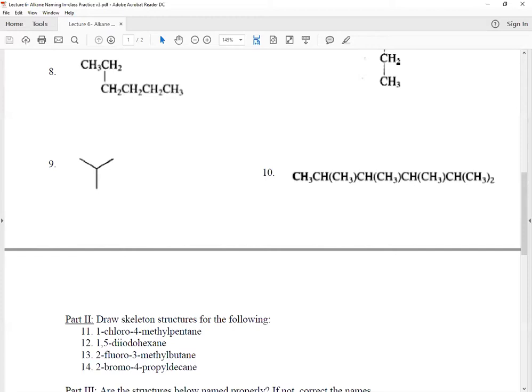It's just unnecessary. So can there ever be a methane with a substituent? Yeah, you could put a chlorine here, and you just call it chloromethane. Again, the 1 is redundant because there's only 1 carbon.